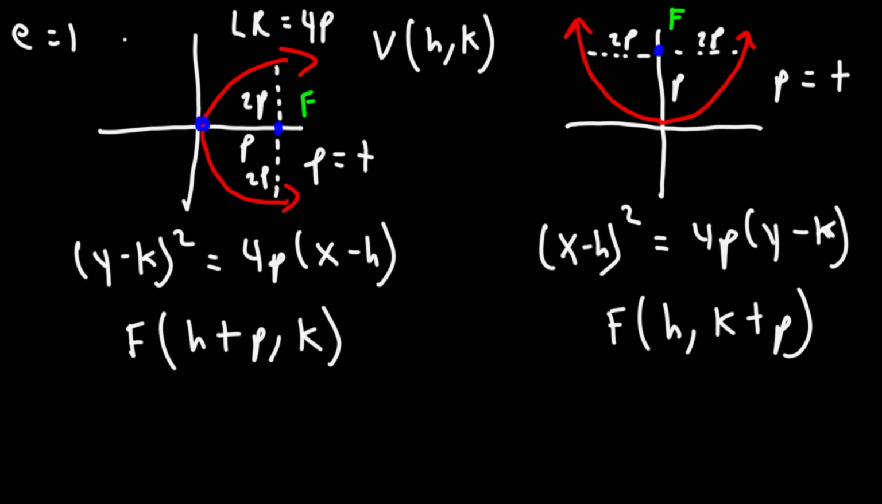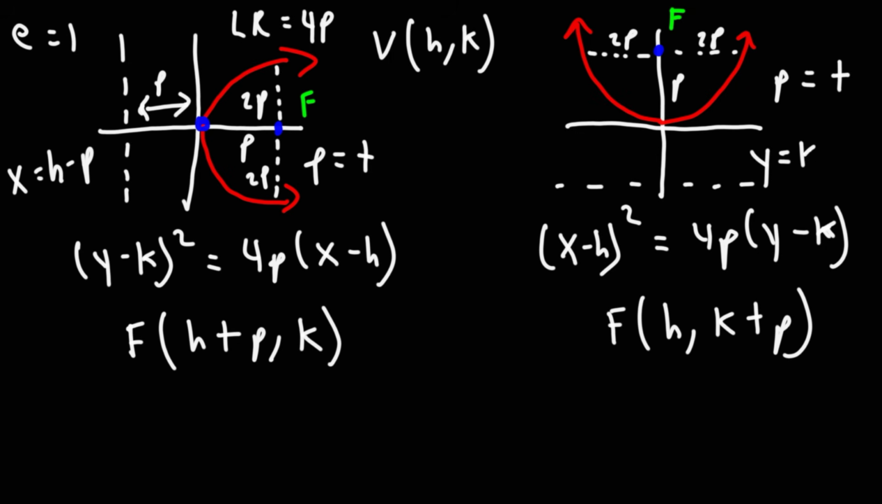Now the next thing you need to know is the directrix. The directrix is p units away on the other side of the parabola. It's p units away from the vertex. So because this one is vertical, the equation for the directrix will be x is equal to h minus p. So starting from the vertex, we traveled p units to the left. Now for a parabola that opens up or down, the directrix will be horizontal. The equation for the directrix is y is equal to k minus p.